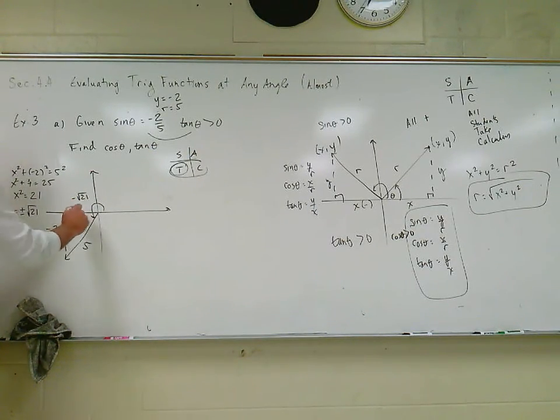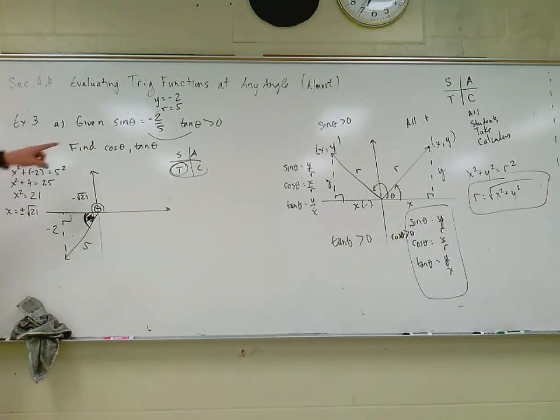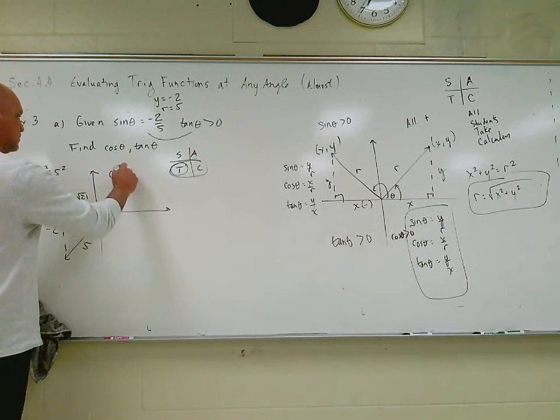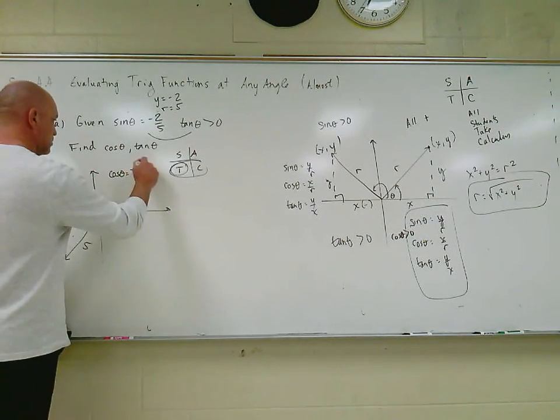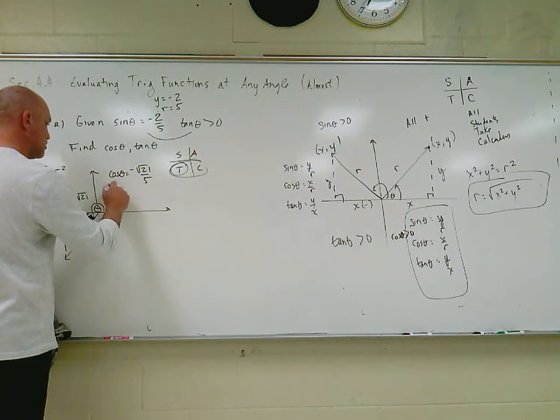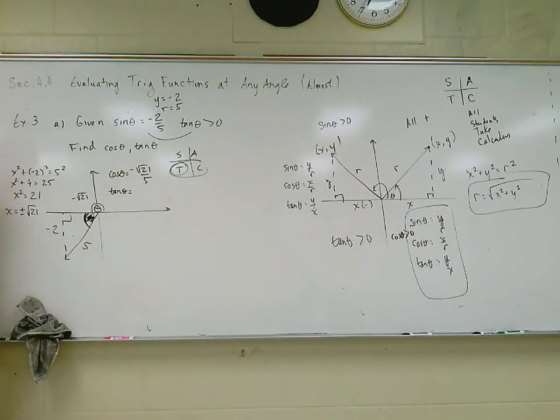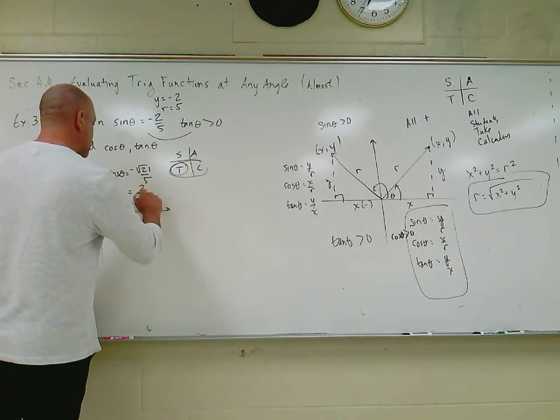We got that. And now if this is your theta, do all of your SOHCAHTOA from here, from your reference angle. And you only need cosine and tangent. That's it. We already know sine. Okay. So what's cosine? Negative square root of 21 over 5. And then what's tangent? Opposite over adjacent. 2 over square root of 21, so you just cancel your negatives.